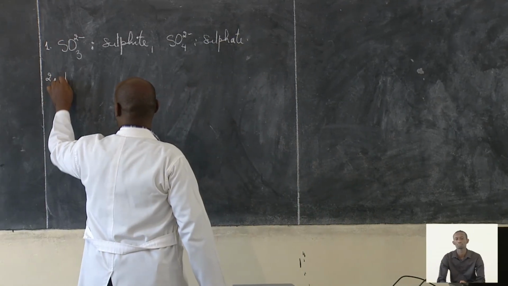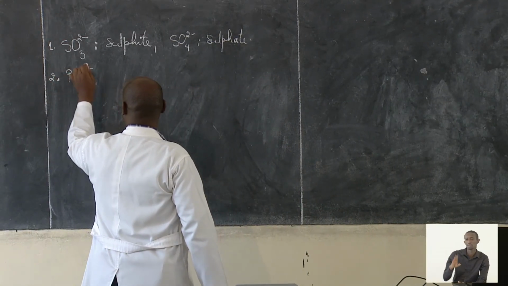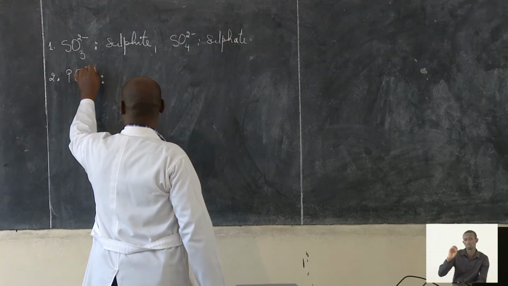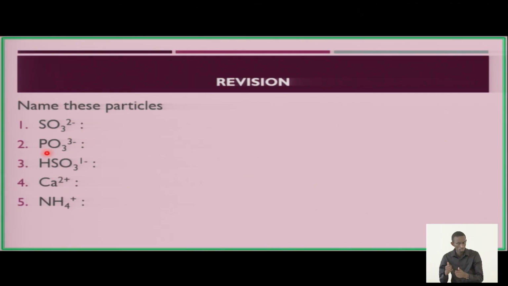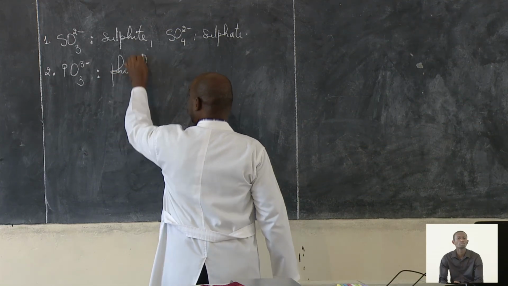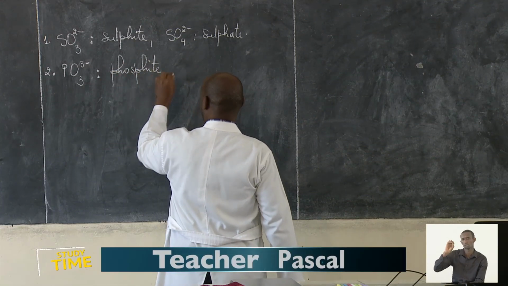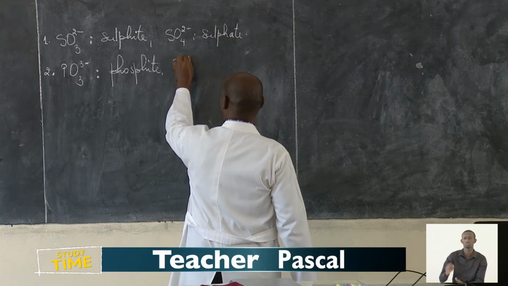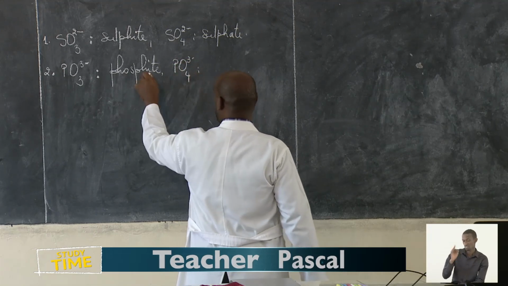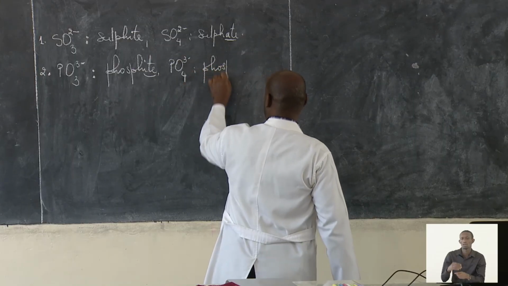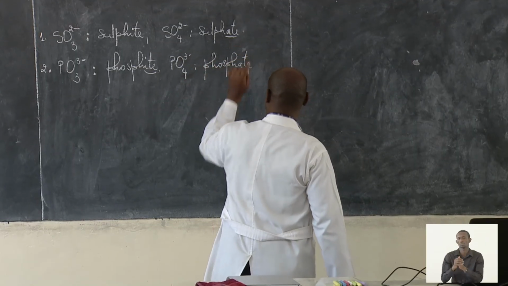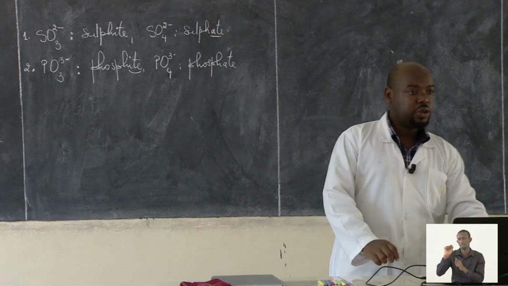And here we have number 2, PO3 3-. What will be the name for this second one? PO3 3-. The name is phosphite. Phosphite, if it is 4, then you replace the "ite" with "ate." So it becomes phosphate.